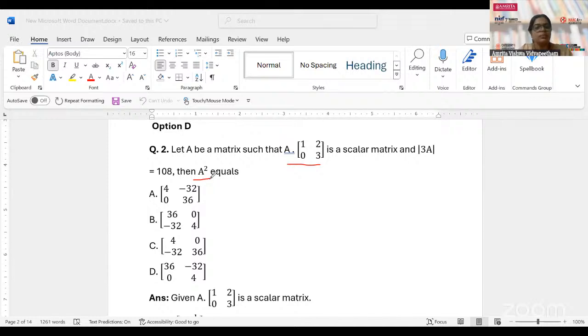Given that A is a matrix, they have not given what form it is. A dot the 2 by 2 matrix, that is 1, 2, 0, 3, is a scalar matrix. So what is actually a scalar matrix? We have studied it initially in our classes. So what's a scalar matrix?